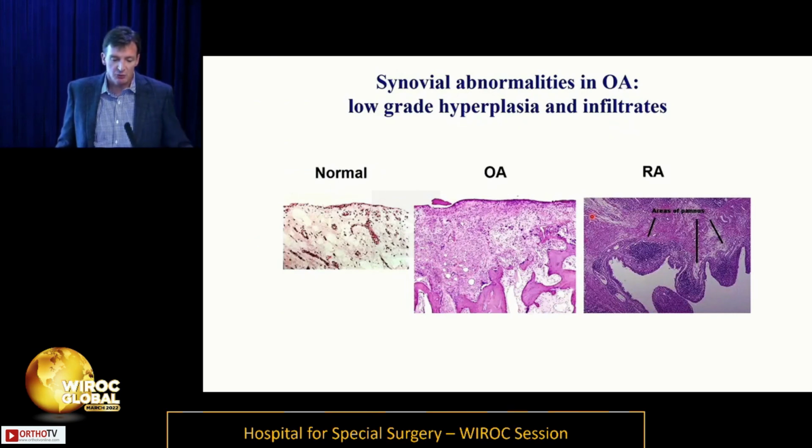So as you all know, when you tap the synovial fluid of a patient with OA, there's a low number of inflammatory cells. Histologically, as compared to normal synovium, the lining layer has hyperplasia and there are infiltrates of inflammatory cells, but generally an order of magnitude less than what's seen in rheumatoid, at least the high inflammatory subtype of rheumatoid.